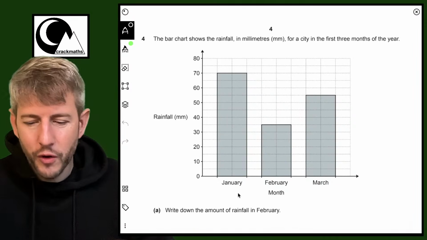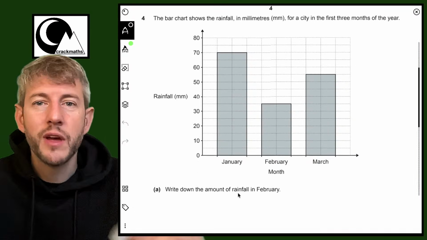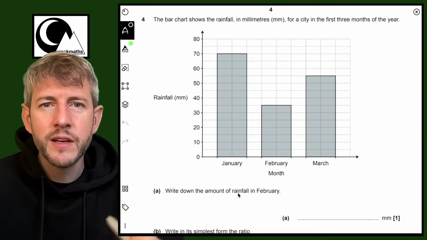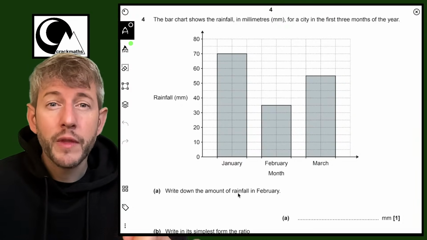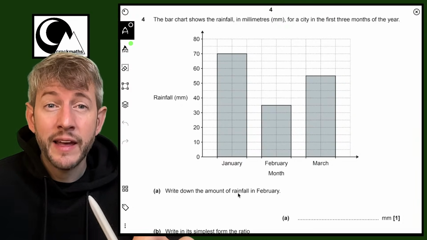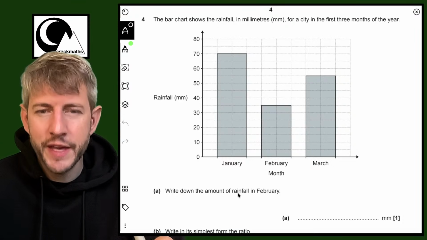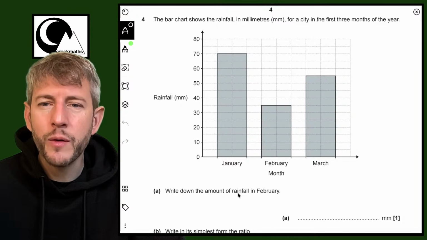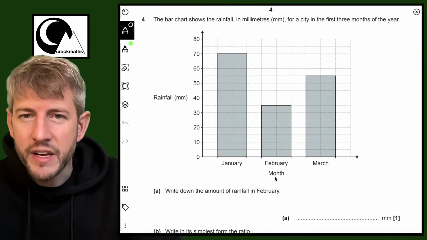So here we go, we've got the bar chart here, which shows the rainfall in millimeters for a city in the first 3 months of the year. Okay, right. Write down the amount of rainfall in February. Okay, so here we go.